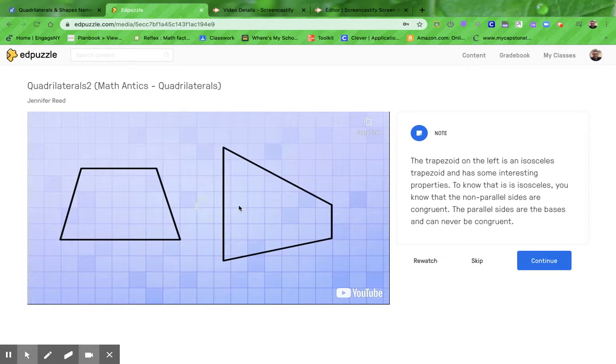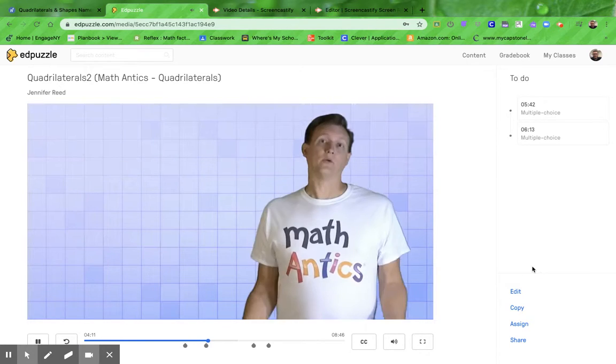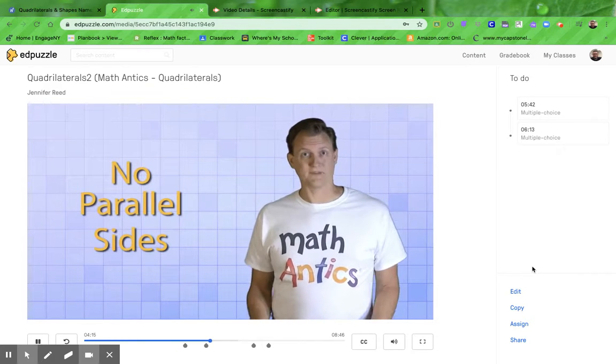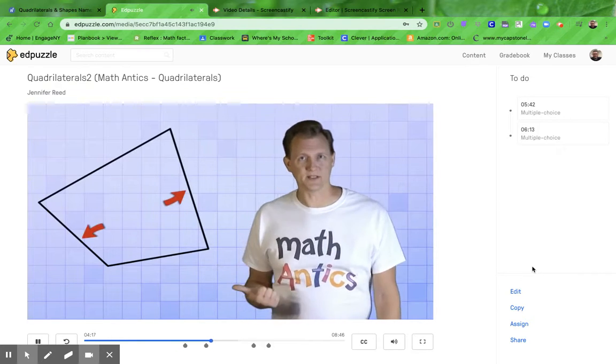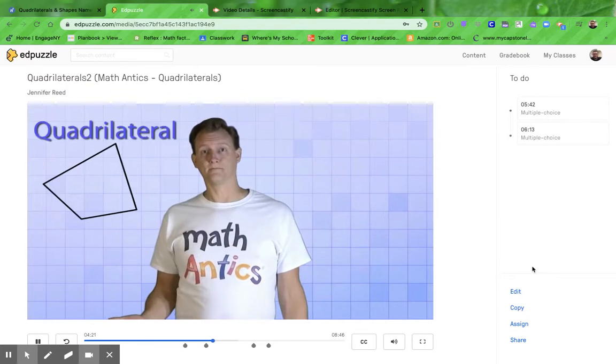The parallel sides are the bases and can never be congruent. Quadrilaterals that have only one set of parallel sides. All right then, what about quadrilaterals that have no parallel sides at all, like this one? These opposite sides are not parallel, and these opposite sides aren't parallel either.